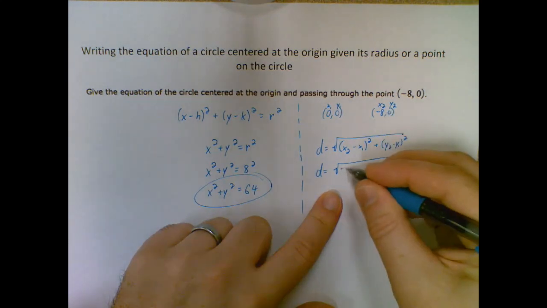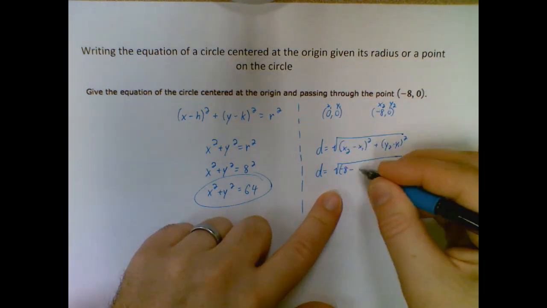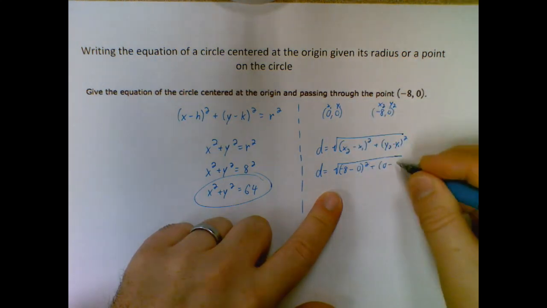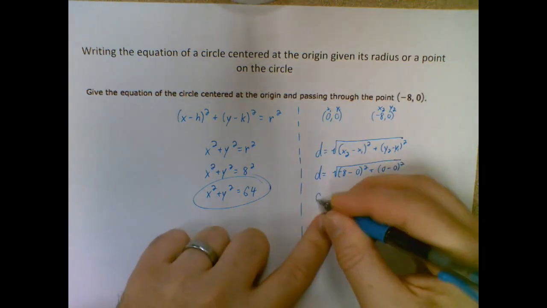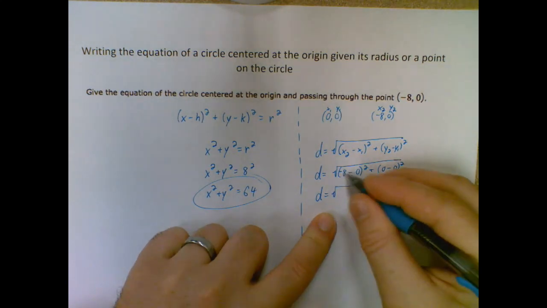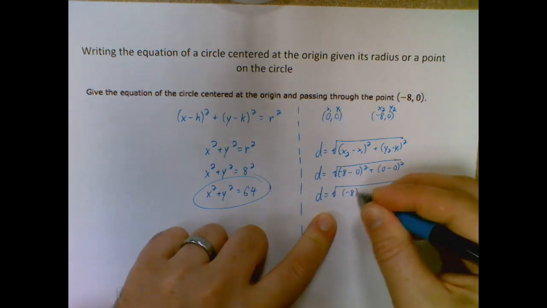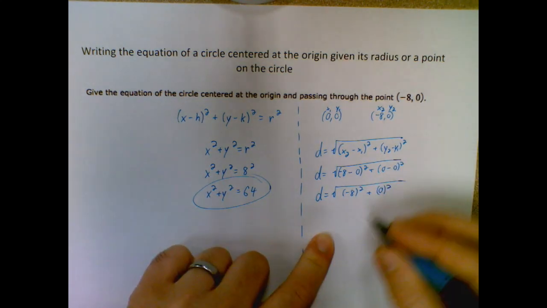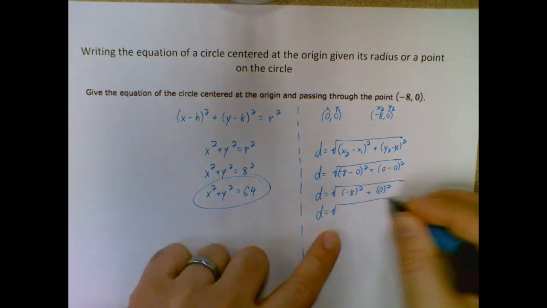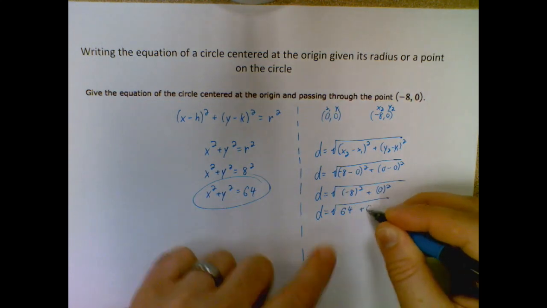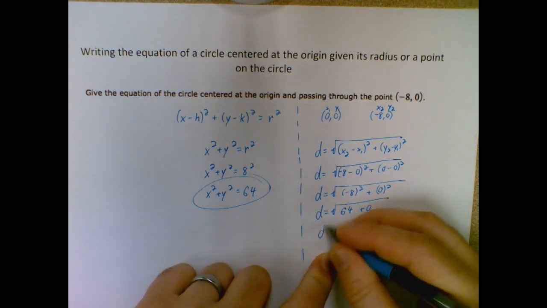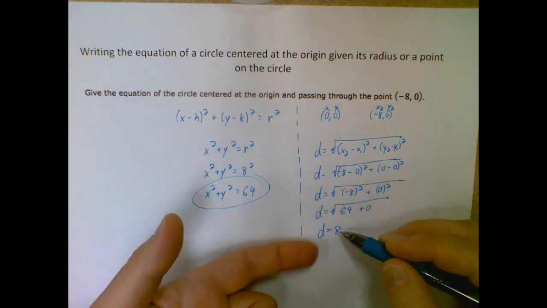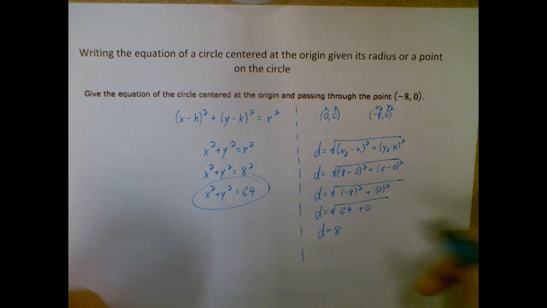So when I plug these in, I have x2, which is negative 8 minus 0 squared, and then I have 0 minus 0 squared. Negative 8 minus 0 is just negative 8 squared, plus 0 squared. 64 plus 0 is just 64, and I get my distance of 8. So if you're not sure, you can also do that, and it will check out with what you do regardless.